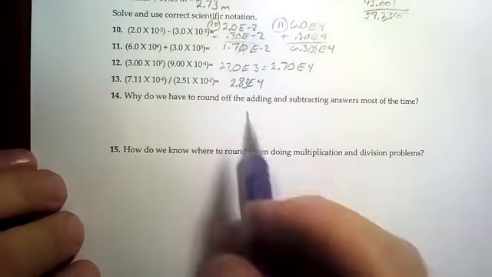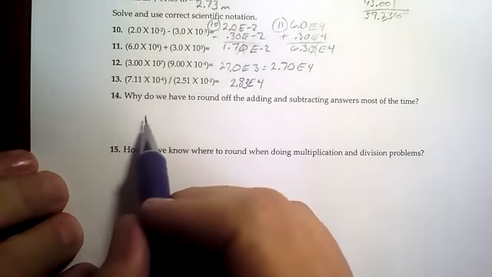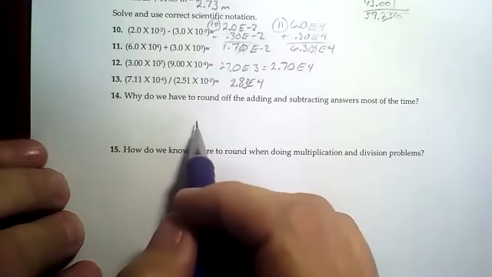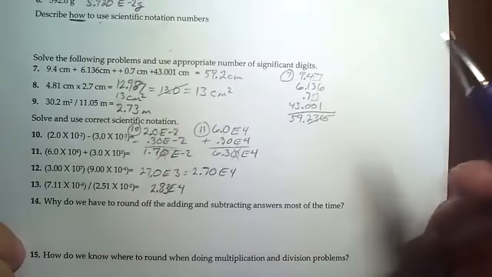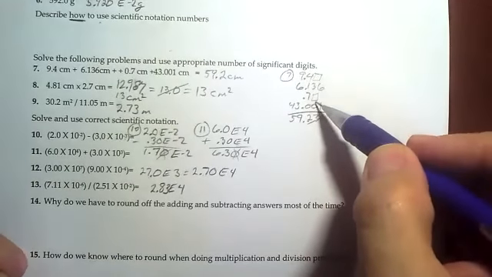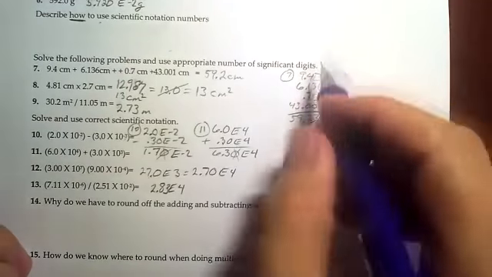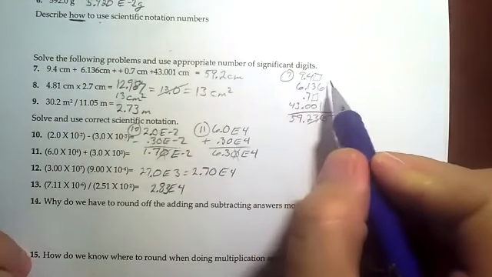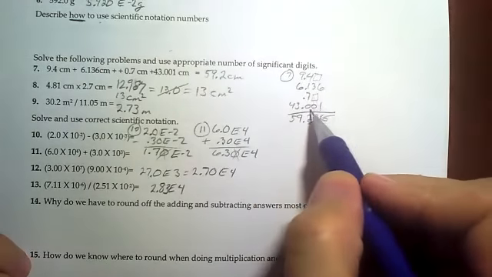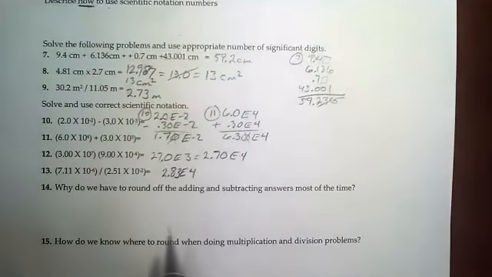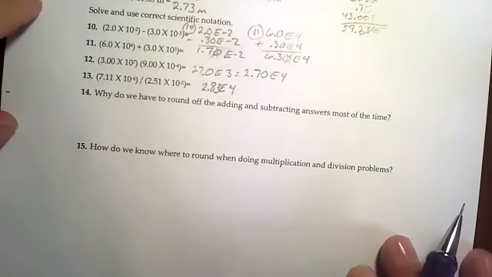Why do we have to round off the adding and subtracting answers most of the time? I got a bunch of answers, including some ones that made me a little cross-eyed. And I know I said this before. My point is that we have to round off the columns that have unknowns in them. And there usually is a column with an unknown because the decimals don't match in length, do they? This one goes 3 decimals out, and this one only goes 1. This one goes 1, and this one goes 3. So we have to round off the columns to the right that have unknowns in them.